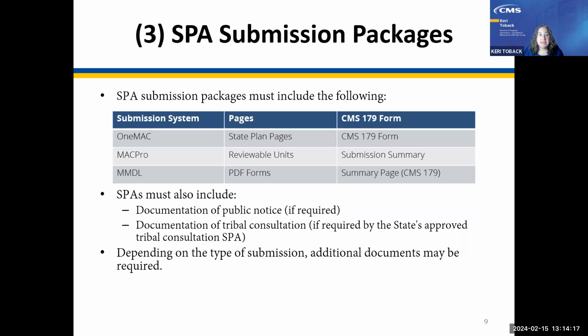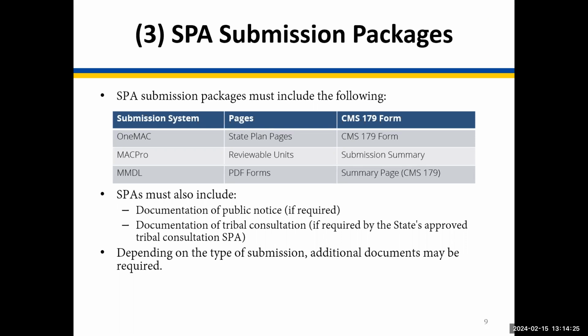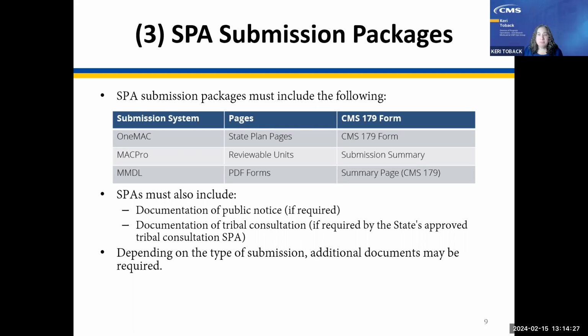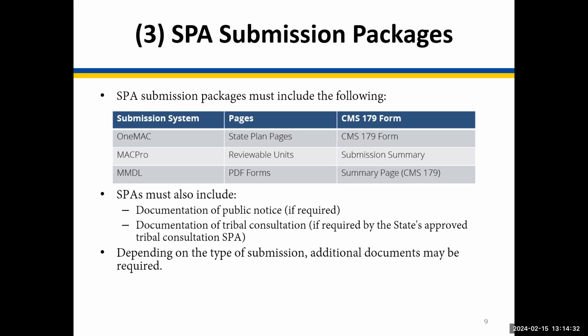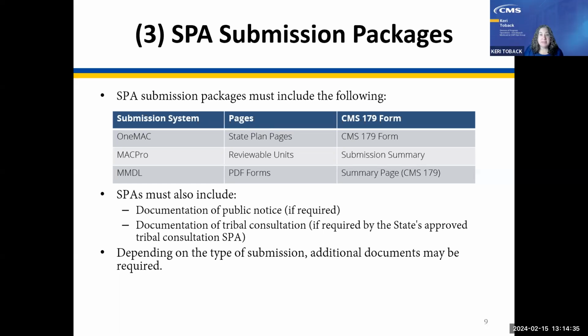And finally, for SPAs submitted in OneMac, the submission uses what we call the paper-based CMS 179 form and paper-based SPA pages. These forms and pages are attached to the SPA record created within OneMac. The most current version of the paper-based CMS 179 form can be found on Medicaid.gov under State Resources, Medicaid SPA Toolkit. Depending on the submission type or the topic of the SPA, there could be additional documentation requirements that would be required as part of a complete submission package.